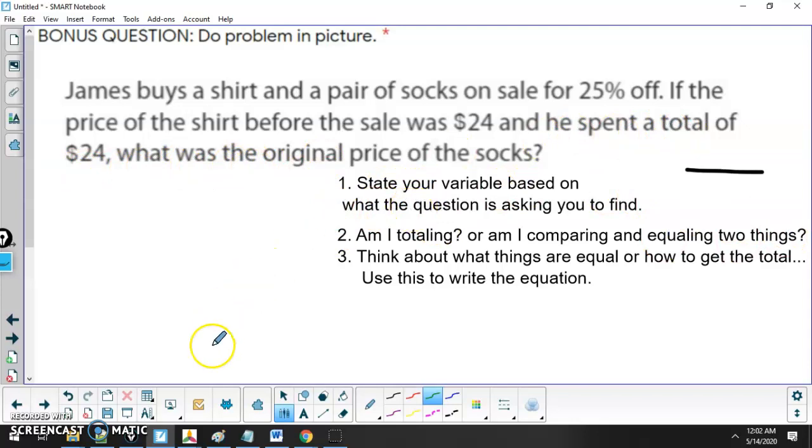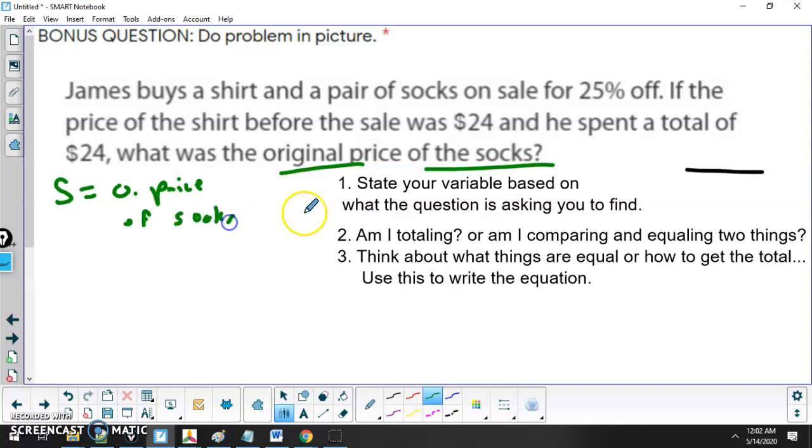Okay, so when you're doing this problem, you want to first state the variable that you're looking for. What are we looking for? Look at the question. What was the original price of the socks? Okay, so S is the original price, O price for original price of, not the shirt, the socks, okay. It tells you right here that the shirt was $24 before the sale.